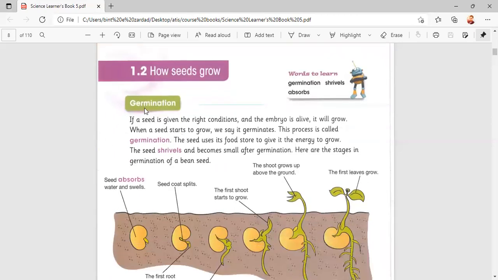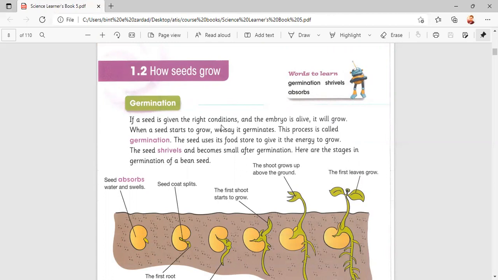After this, lesson 1.2, how seeds grow. This is the second lesson in which we learn about how the seed germination process starts. What is germination? The process in which seeds start to germinate, or seeds start to grow. So how do seeds grow? If a seed is given the right conditions. What are the right conditions?